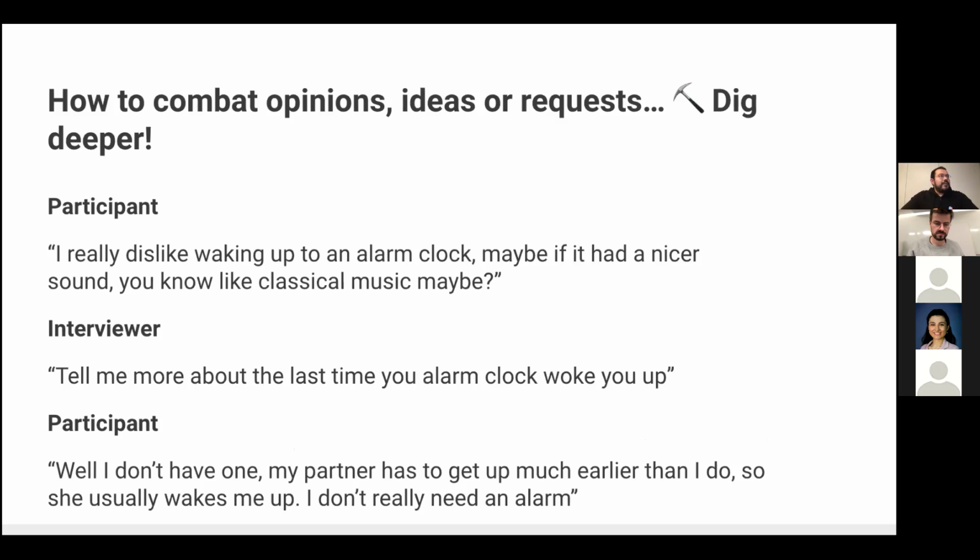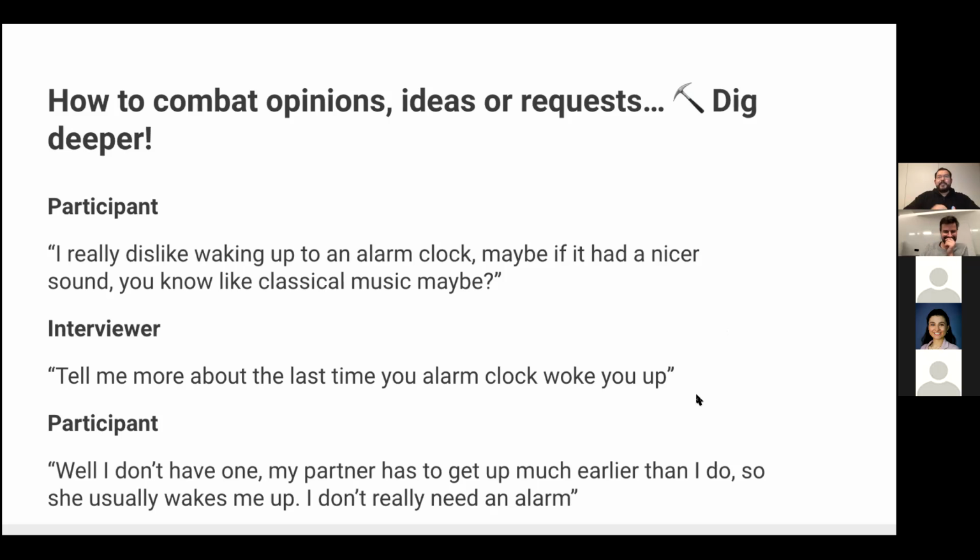Cool. So how do you combat opinions, ideas, or feature requests? Here, you just need to dig a little bit deeper. It's very similar to the last one, actually. Somebody might say to you, and again, it's a real quote, I really dislike waking up to an alarm clock. Maybe if it had a nicer sound, like classical music, maybe. To which I replied, well, tell me more about the last time your alarm clock woke you up. Well, I don't actually have one. My partner has to get up much earlier than I do, so she usually wakes me up. I don't really need an alarm.